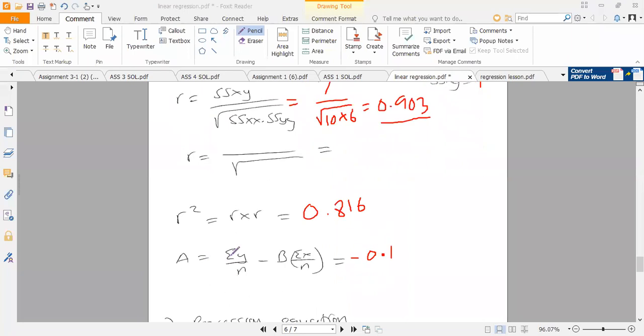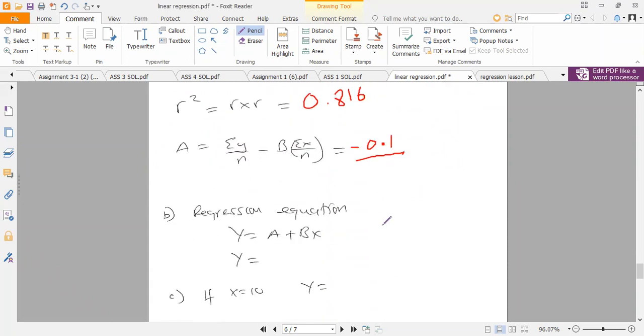Then the formula for a was summation of y over n minus b summation of x over n. So summation of y over n, the answer b we found here, we are supposed to use it in here. Then our final answer will be negative 0.1. We haven't answered any of the questions.